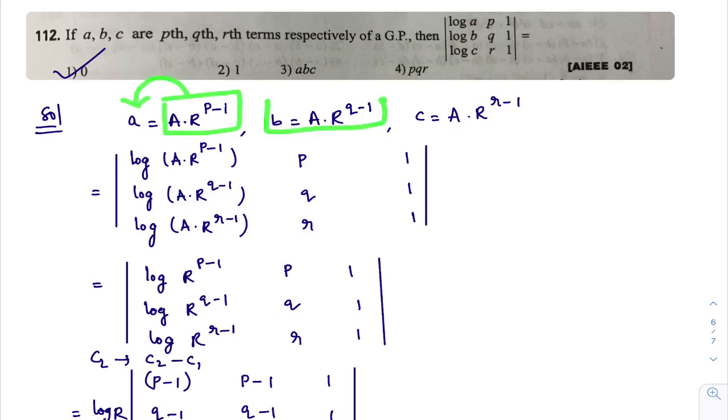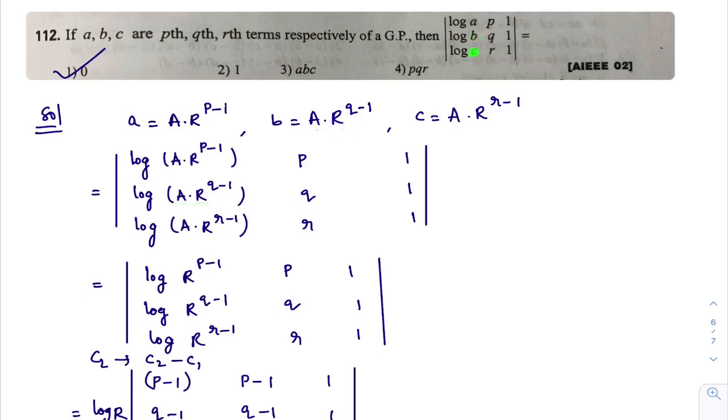Small b is the qth term, that is A into R power q minus 1. Small c is A into R power r minus 1. Now what I will do in this determinant is write these values in place of a, b, c. See here, in place of a, I have written A into R power p minus 1. In place of b, I have written A into R power q minus 1.